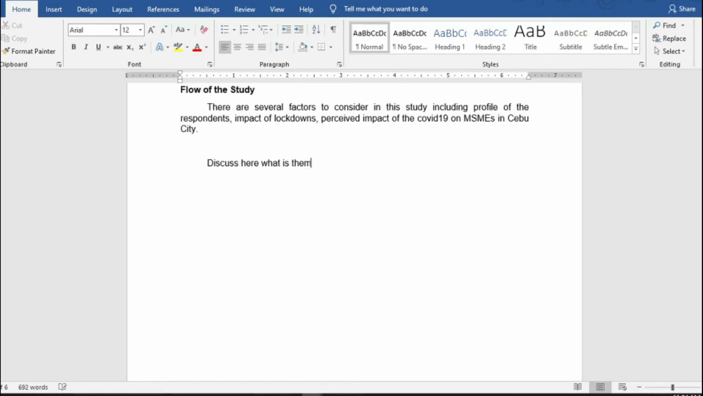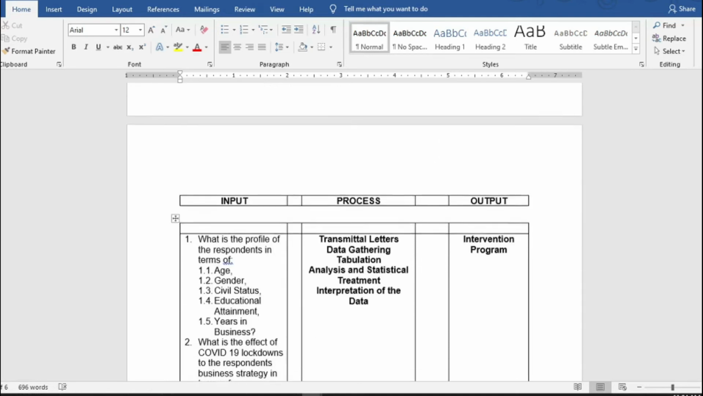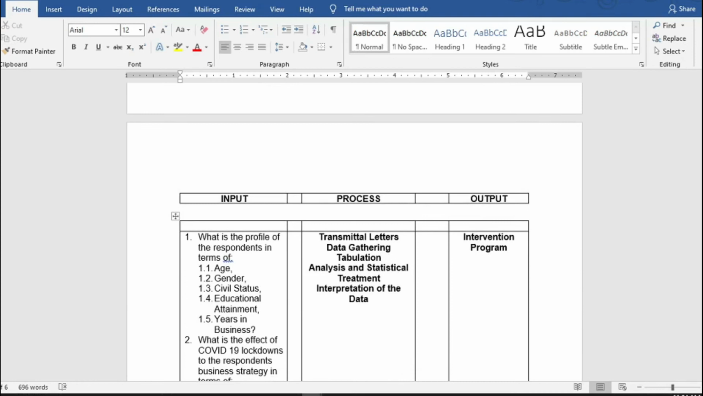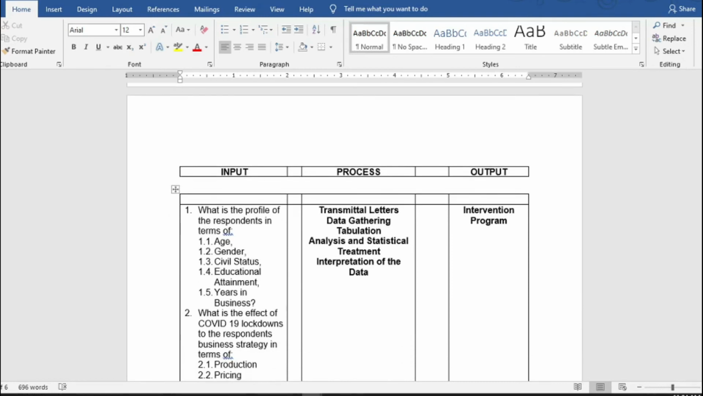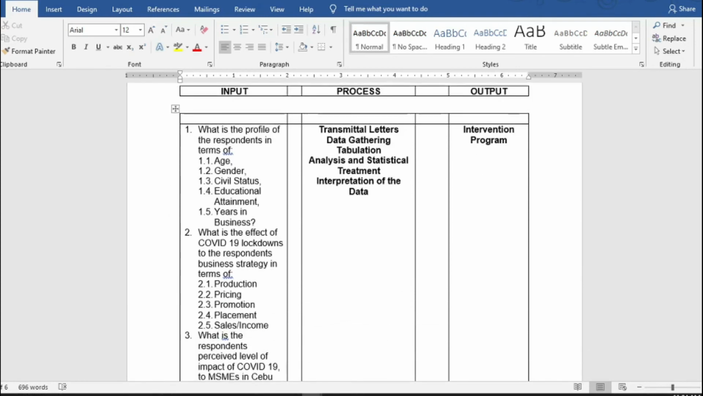What is the meaning of figure number 2? So you have to discuss what your figure number 2 means. Input, process, output, you have to discuss it so that it is understood.